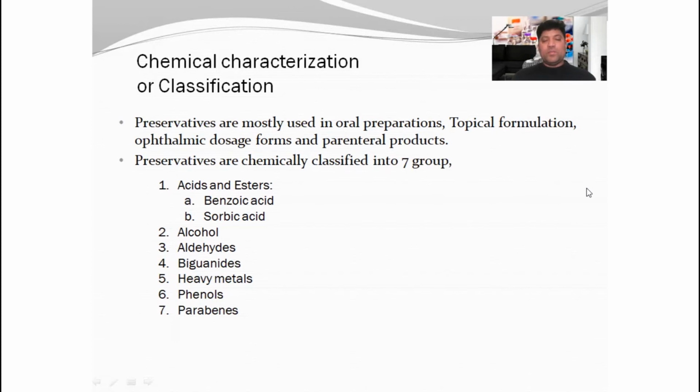We classify on behalf of different characteristics. Some products, or some entities, or some services are classified on behalf of their physical nature, chemical characterization, or their color, or their source, maybe natural, maybe synthetic, maybe semi-synthetic. But here, in case of preservatives, we have classified them on behalf of their chemistry, their chemical nature, their formulation. So the first class is acids and esters, then alcohol, then aldehyde, bicarbonate, heavy metals, phenols, and parabens. These seven classes of preservatives we are going to discuss one by one.